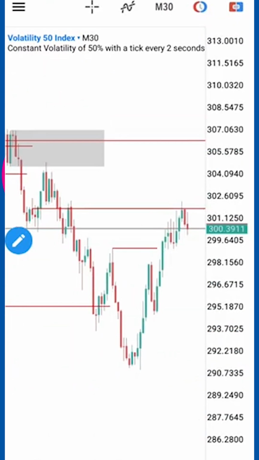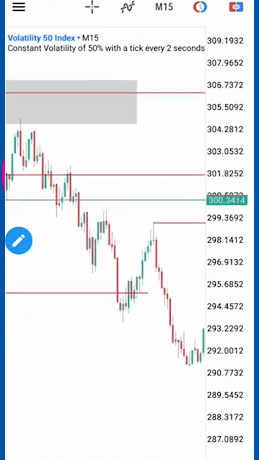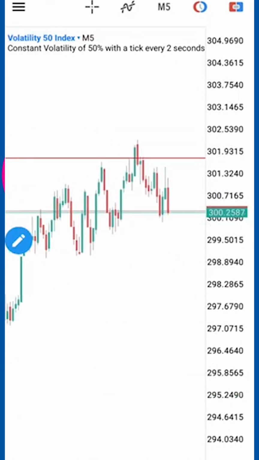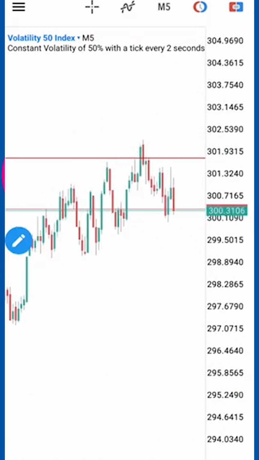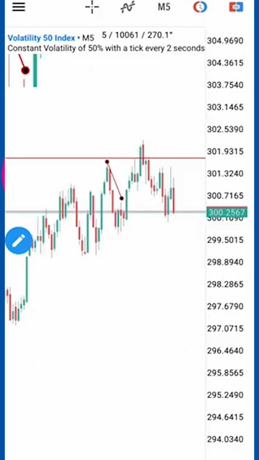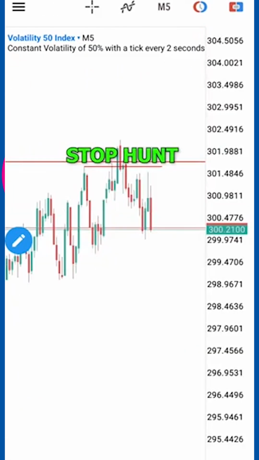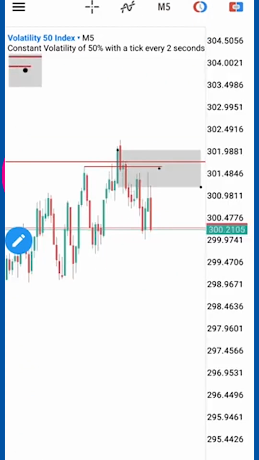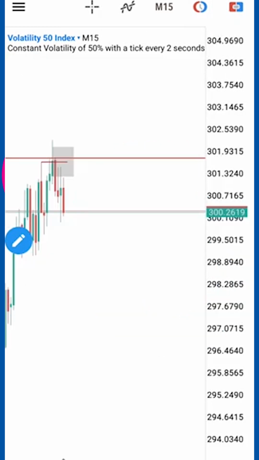Now from the 4-hour, I'm going to jump straight into the 5-minute, where I'll show you why we're going to be selling right where we're at right now. Price gave us a stop hunt before it hit the body of the 4-hour order block, and then it's currently respecting the 5-minute order block. So we have to sell there.